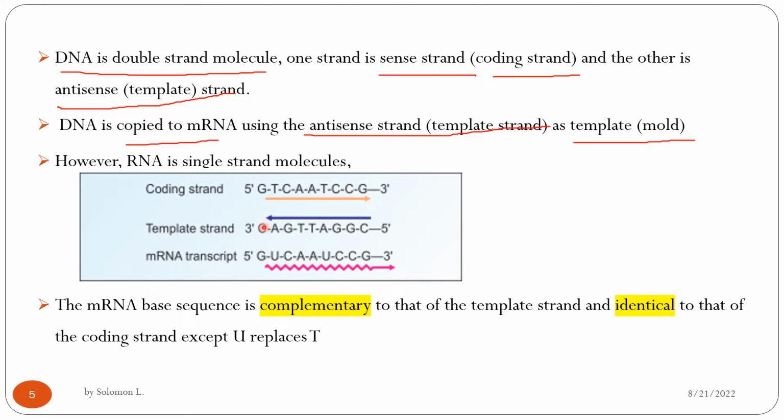Here, guanine with cytosine, uracil, because it is messenger RNA, so instead of thymine, it is uracil. So uracil with adenine, guanine with cytosine, thymine with adenine. So the messenger RNA and the template strand of DNA are complementary to each other, but messenger RNA is identical to the coding strand of DNA, except uracil in messenger RNA replaces thymine in the coding strand of DNA.